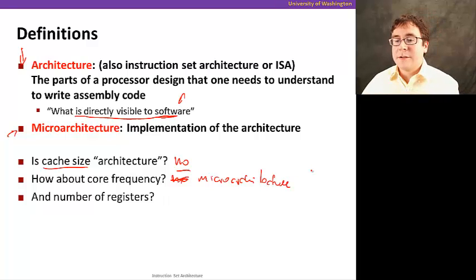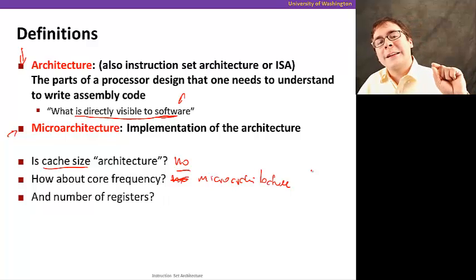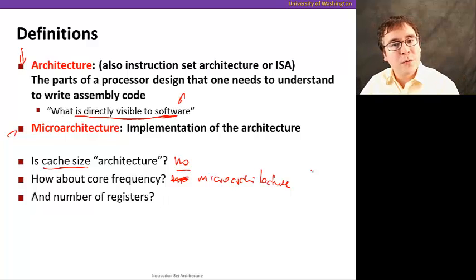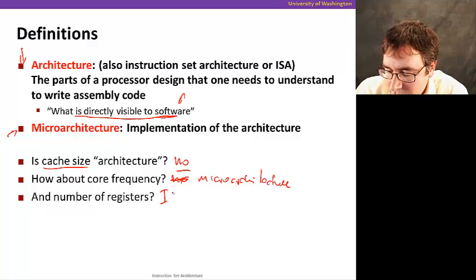or the implementation. And the number of registers, well, the number of registers is something that you need to know because you're going to use registers explicitly in your assembly code. So, number of registers is part of the ISA, therefore it is really part of the architecture.